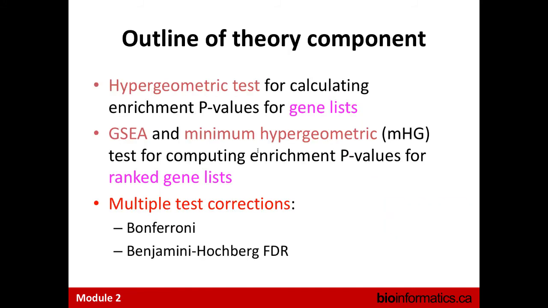So we have seen the hypergeometric test for a discrete gene list. We have seen the minimum hypergeometric test that is available in g:Profiler when you have, I would say, a list of 500 to 2,000 genes, but you want to put more weight on the most significant genes of your defined gene list. And then we have GSEA, where we can rank all genes in the genome using a score derived from our genomics experiment.